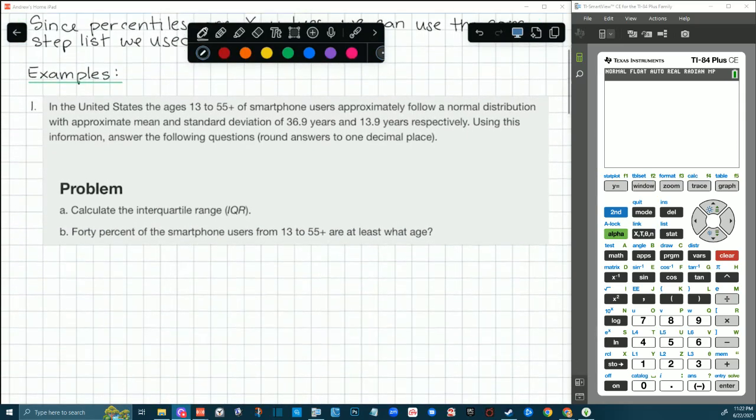So our first example says, in the United States, the ages 13 to 55 plus of smartphone users approximately follow a normal distribution with approximate mean and standard deviation of 36.9 years and 13.9 years respectively. Using the information, answer the following questions, round answers to one decimal place. Calculate the interquartile range. 40% of the smartphone users from 13 to 55 plus are at least what age?